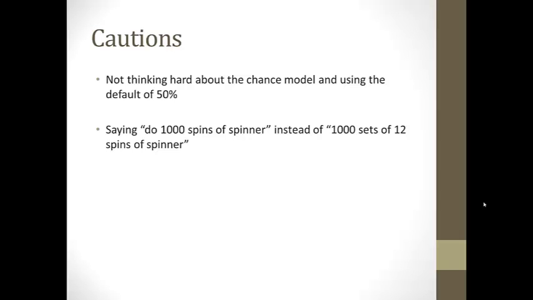Secondly, a lot of students, when we say, explain this simulation to us, will just say, do 1,000 spins of the spinner, instead of saying, do 1,000 sets of 12 spins of the spinner. Remember, we're going to do our 1,000 repetitions in sets of 12 because 12 is the sample size. Your friend has played the game 12 times. We want to repeat your friend playing those 12 games many, many times to get a sense of the kinds of numbers of successes out of 12 that your friend would get if they were randomly choosing between the 3 gestures.